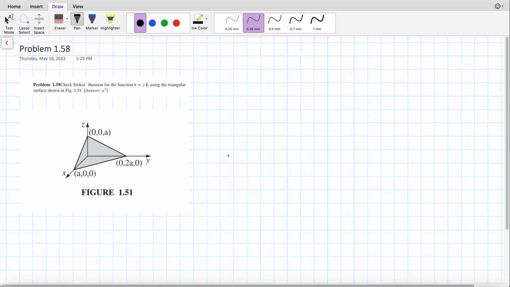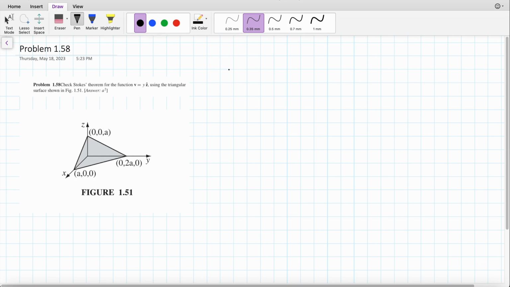Hello, today we'll be going over problem 1.58 from Griffiths Introduction to Electrodynamics, 4th edition. In it, we're asked to use Stokes' theorem for this function, v vector is equal to yz hat, using the surface triangle shown, and it gives the answer a squared. Okay, so let's write out Stokes' theorem.